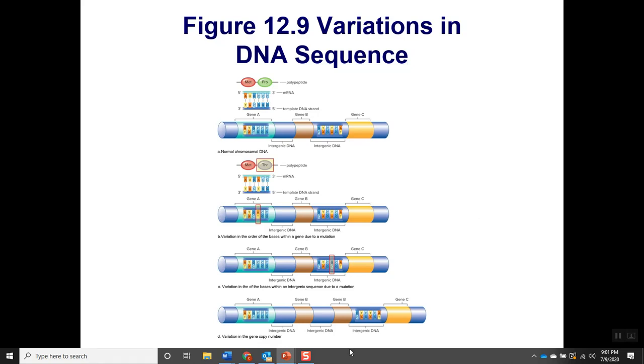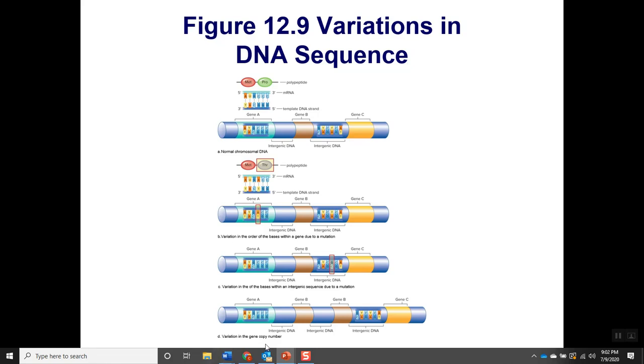All right, C. This is a variation in the bases within an intergenic sequence due to a mutation. So here we have genes A, B, C. These would be introns. Obviously, this most likely would not have an effect on the organism because introns, remember, are in the way. They get spliced out. That's not to say that it couldn't have an effect on the organism's physiology as a whole, but we won't go into that because it's a more advanced topic that would be covered in a higher level bio class. So we'll leave it at that.